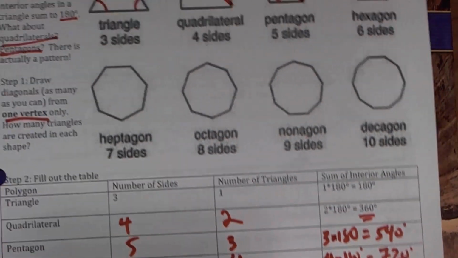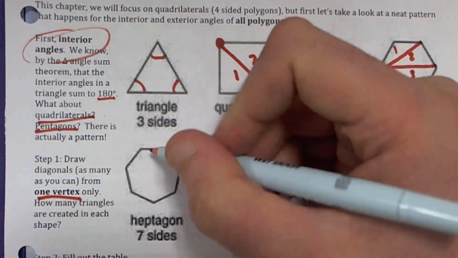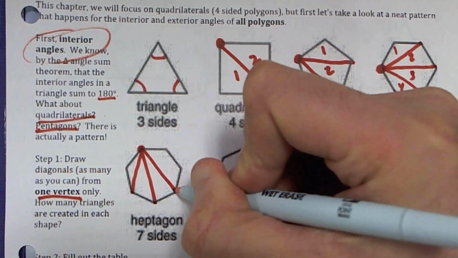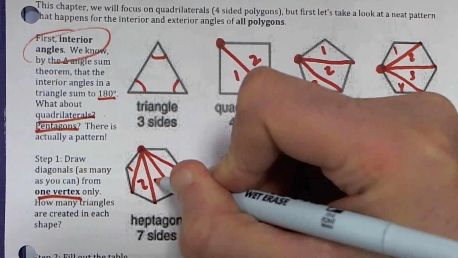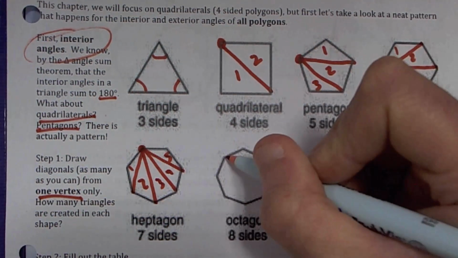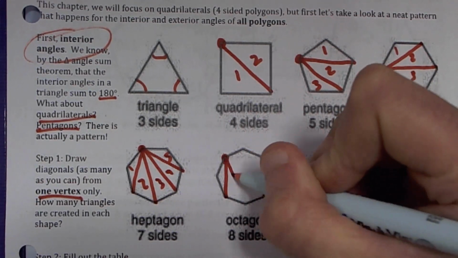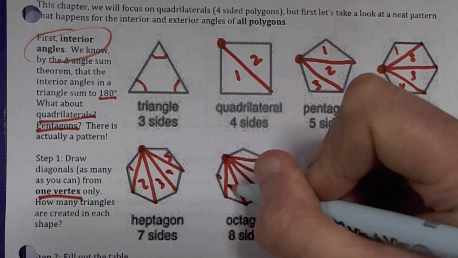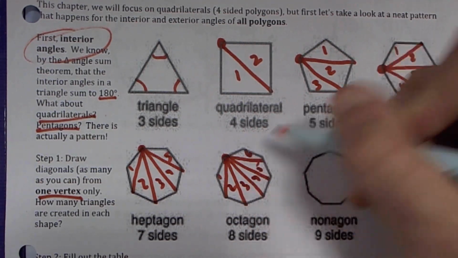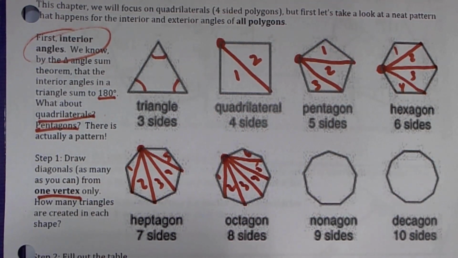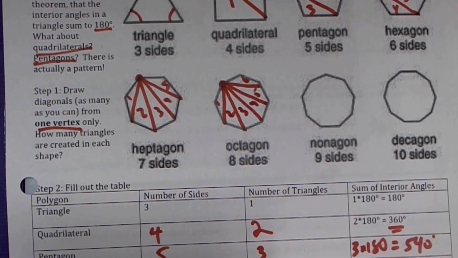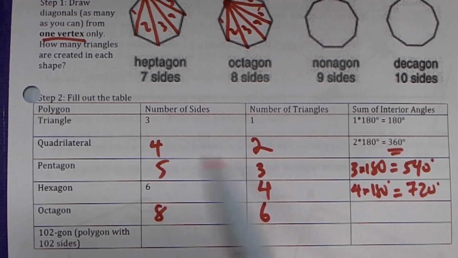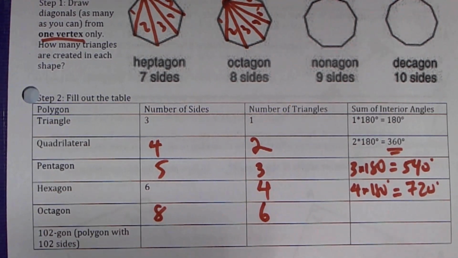Now let's see if we can figure out a pattern. For a heptagon, 7 sides, I could draw 1, 2, 3, 4, 5. For an octagon, 1, 2, 3, 4, 5, 6. And so we just fill that in. An octagon has 8 sides. Let's see if we can figure out what the pattern is here.